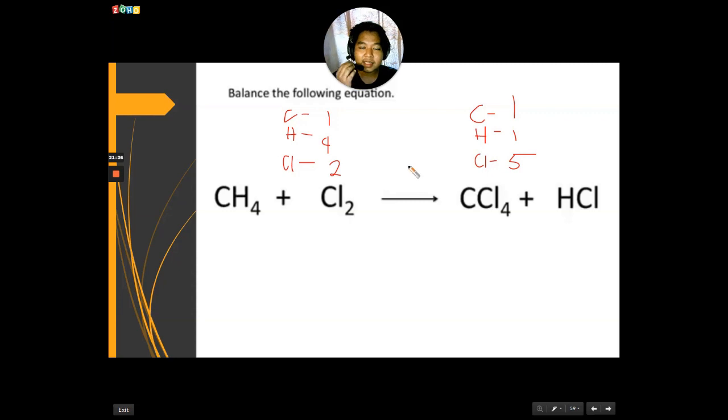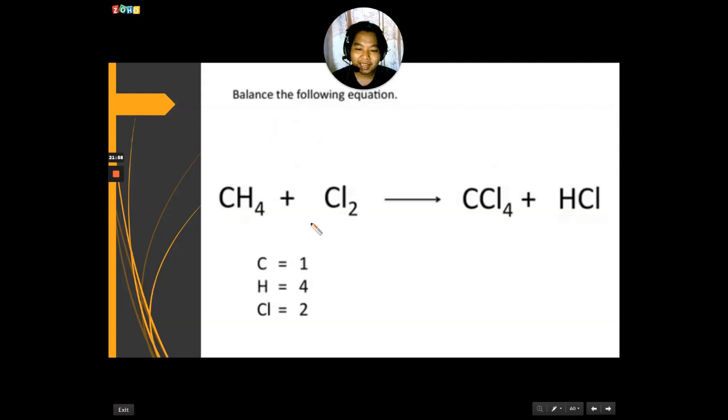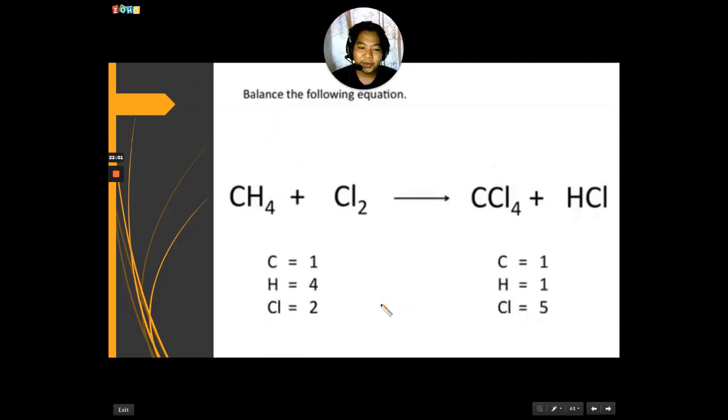And by the way, just a disclaimer, before you proceed in balancing them, check first if all the elements on this side are located on the other side. Because if one is missing there, you cannot balance it no matter what. Sometimes there are trick questions like that. So be careful. For a clearer view, there you go.